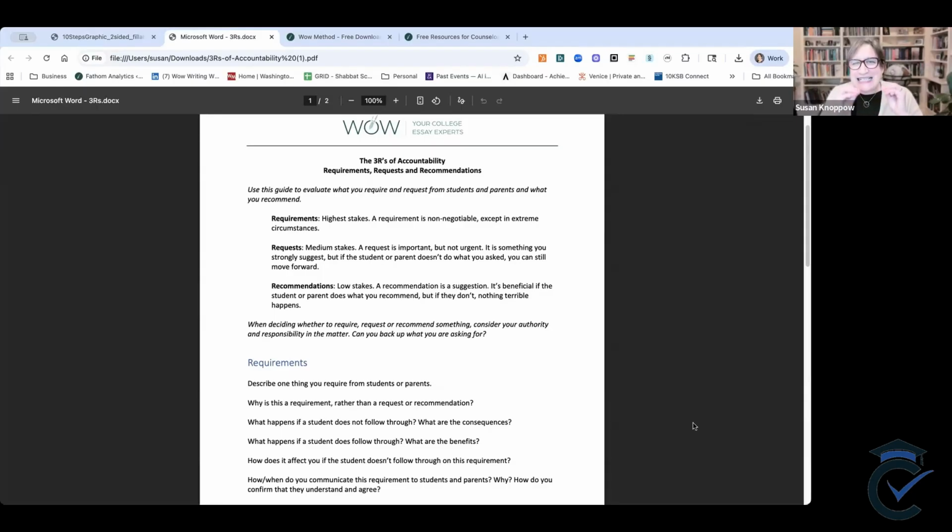Then I get to the exceptions. When I say a requirement is non-negotiable except in extreme circumstances. This is the kid who's so anxious, maybe they shouldn't be going to college. This is the kid who has such severe ADHD and doesn't have any tools to deal with it. That's an extreme circumstance. That kid, I will meet with them and go through the exercise.